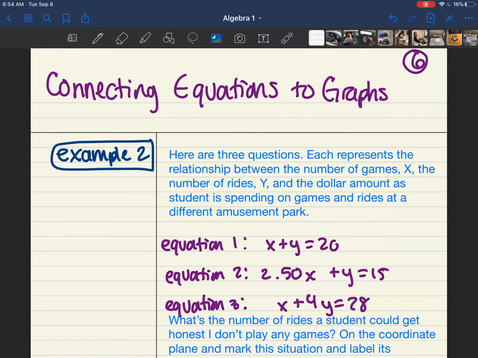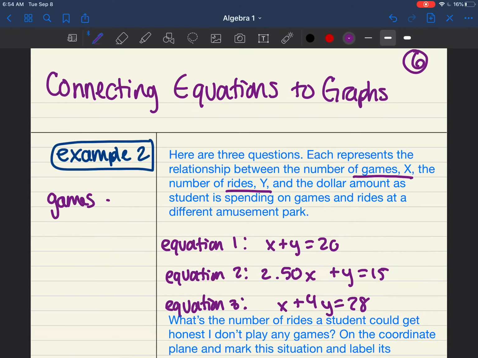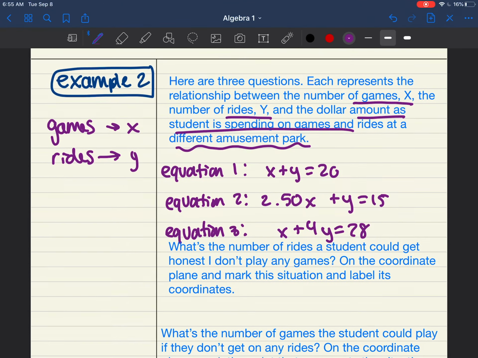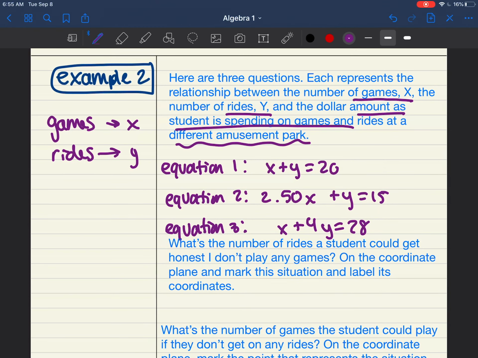Alright, example 2. Here are 3 equations. Each represents the relationship between the number of games x and the number of rides y. So still keeping with that same scenario as example 1, and the dollar amount a student is spending. It doesn't say 20 like the last problem, so we could have different spending amounts. And we're at a different amusement park, so our prices could also be different. So notice that. Alright, so we've got equation 1.